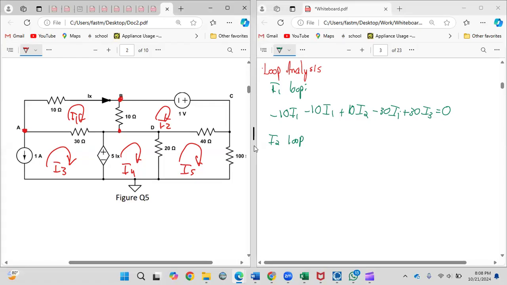So that's a problem. You will love current sources in nodal and you will hate current sources in loop. Yeah, it tends to be the opposite. Anyway, we started at B.